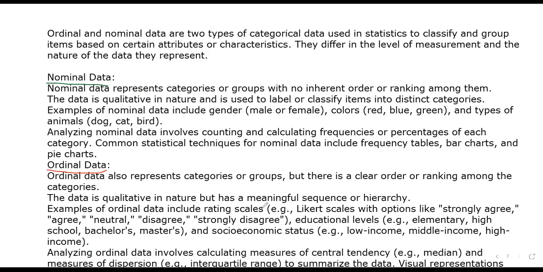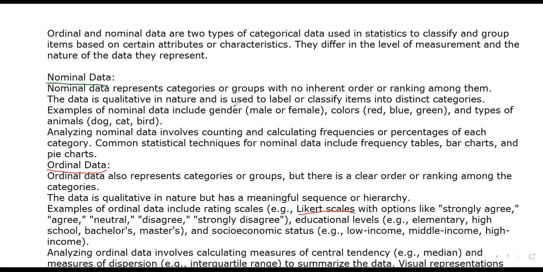So we also have ordinal data, which also represents a category of qualitative information, but with a clear ranking amongst them. This kind of data is qualitative, but has a meaningful sequence or hierarchy. So we use a Likert scale to measure such type of data. Instead of saying yes or no, you have strongly agree, neutral. So you have to know the degree of agreeableness or disagreeableness. For instance, even in levels of education, I have a degree, master's degree, and social economic status: middle income, high income, low income. So this data has a spread within itself.